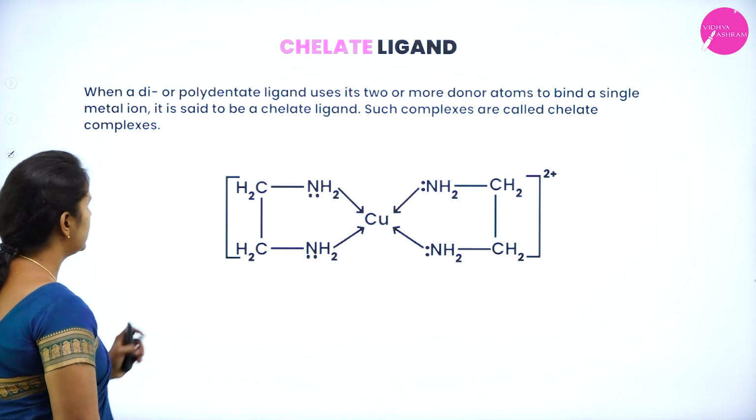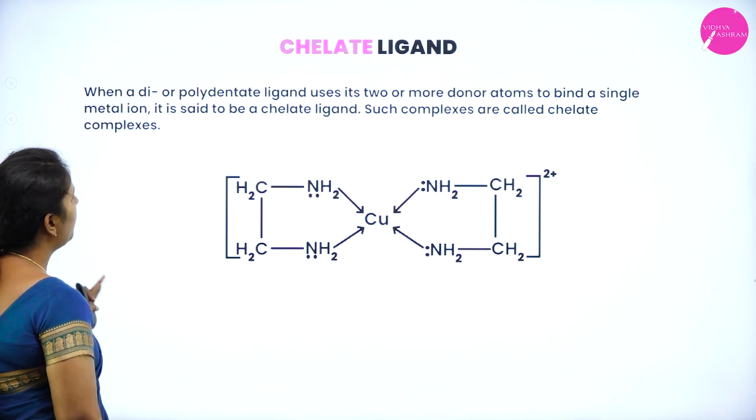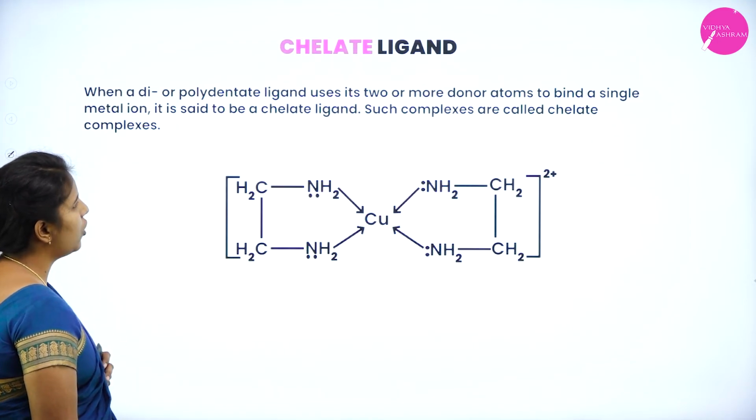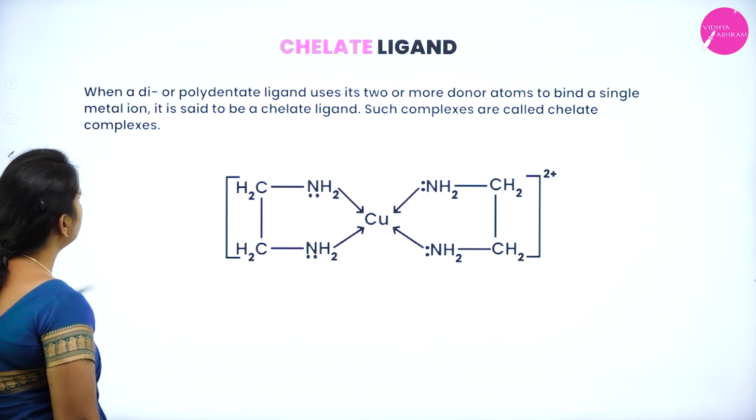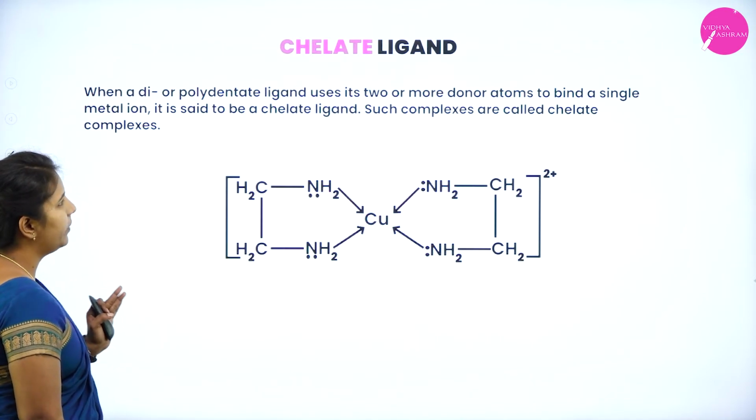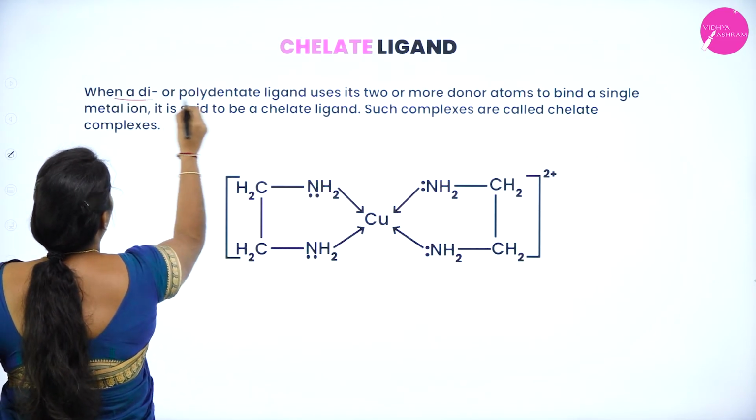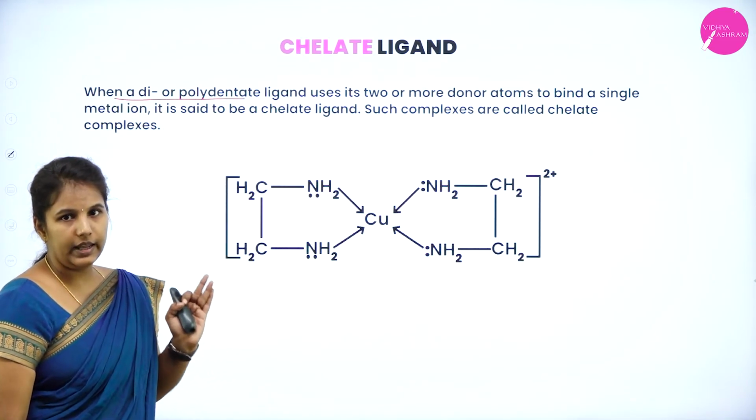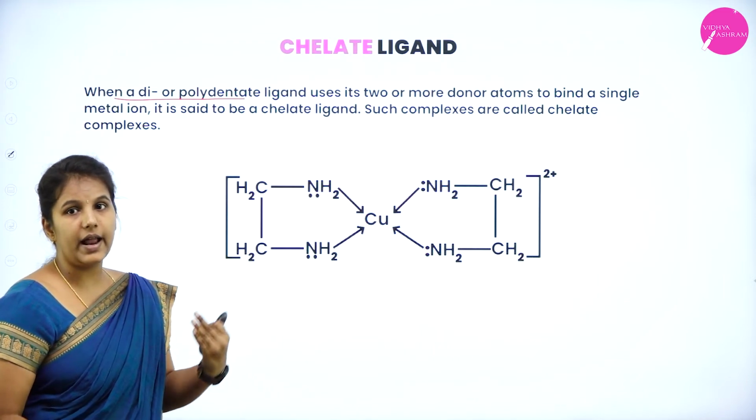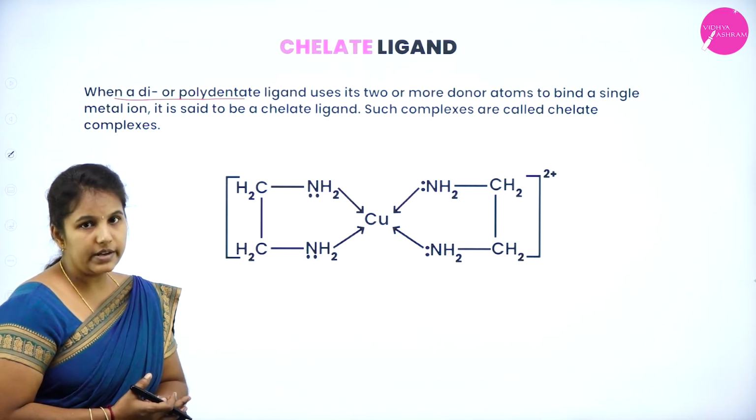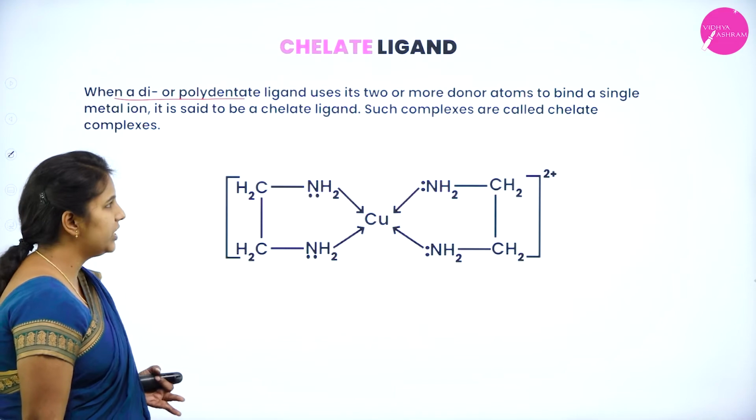Next, we have one more kind of ligand known as chelating ligand. What does it mean? Let's see now. When di or polydentate ligands use two or more donor atoms to bind with the central metal atom, it is said to be a chelating ligand. So, when di or polydentate ligands bind to the central metal atom through more than one donor atom, such ligands are known as chelating ligands.